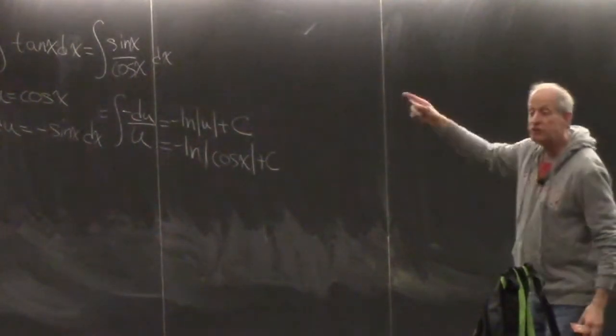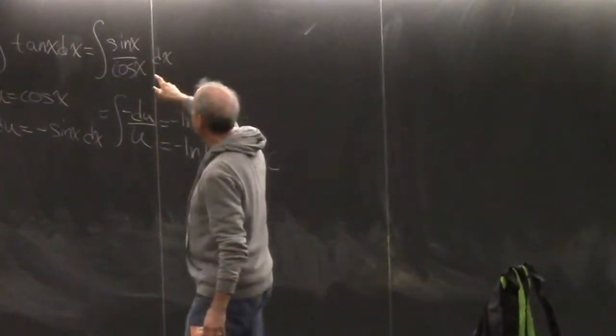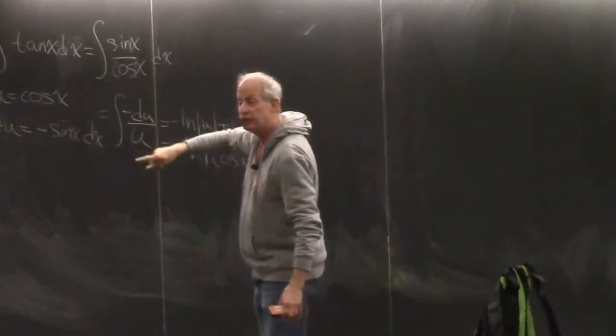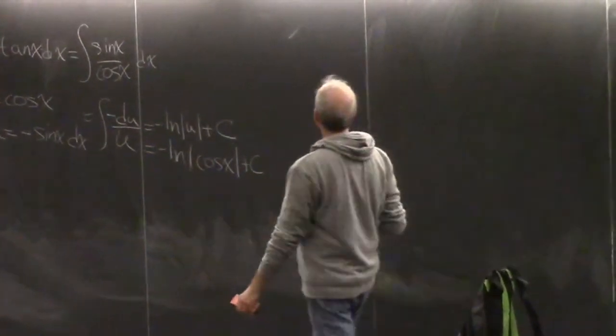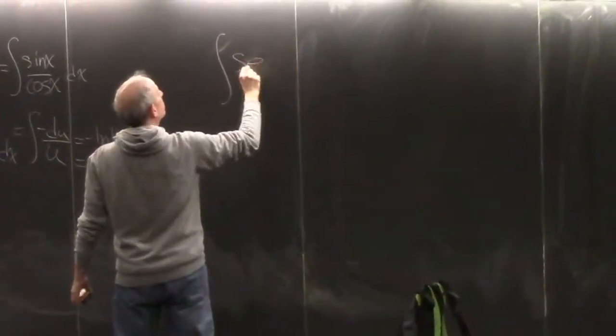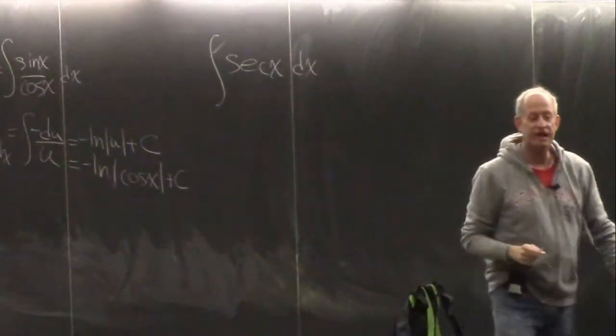All right. So cotangent would be the same way. Instead, you'd make it cosine over sine. You'd let u equal sine, and du would be cosine. So I'll let you practice cotangent on your own, because once you do tangent, you should be able to do cotangent. Agreed? Now for a fun one. How would you do secant? The integral of secant.